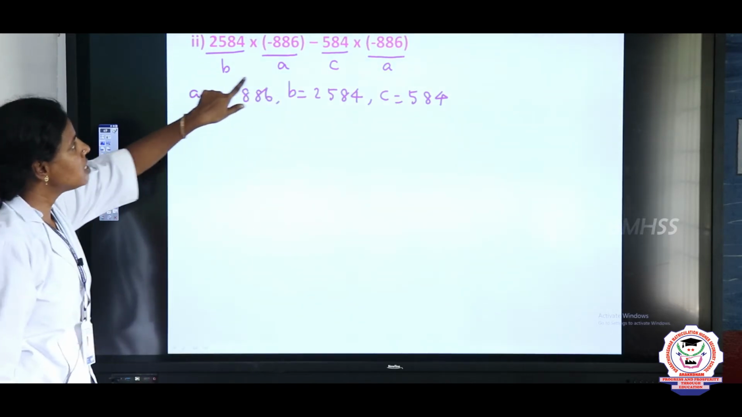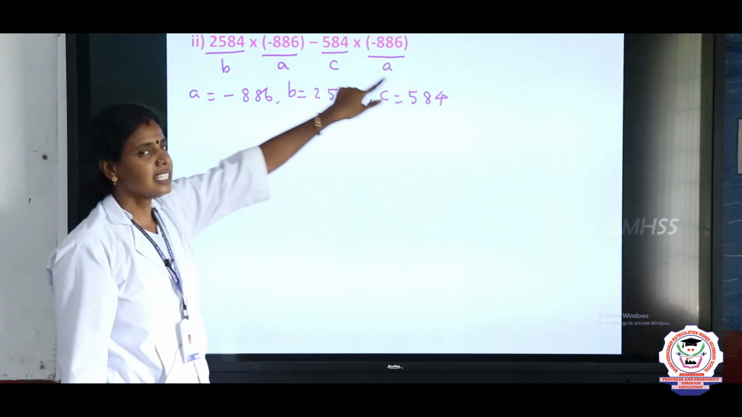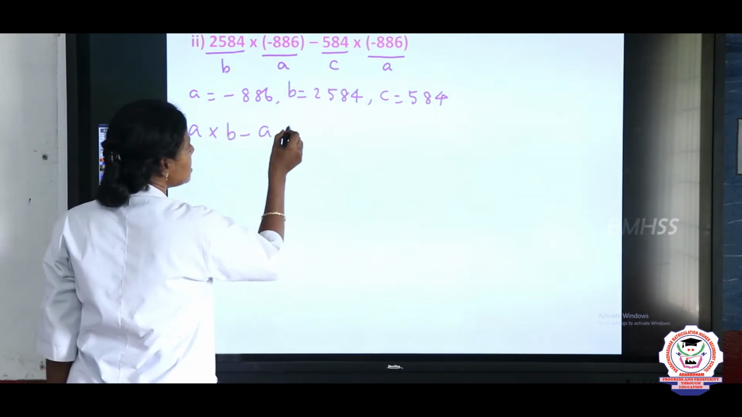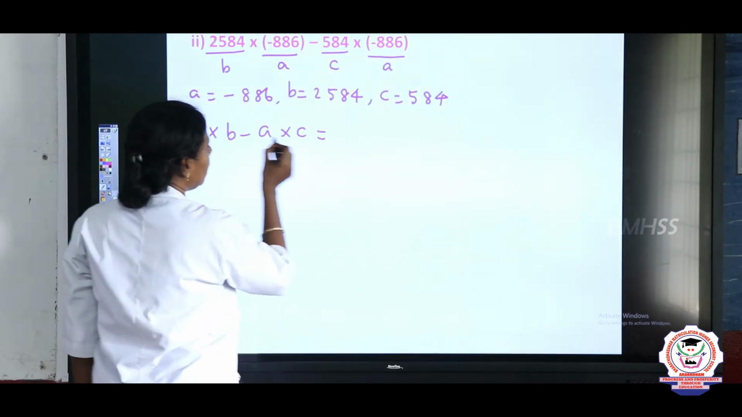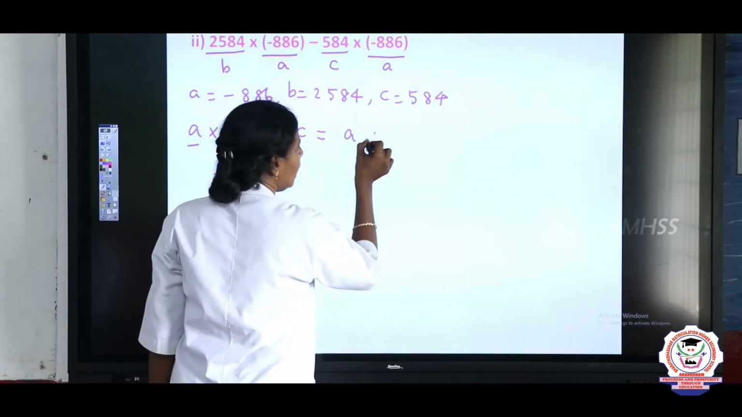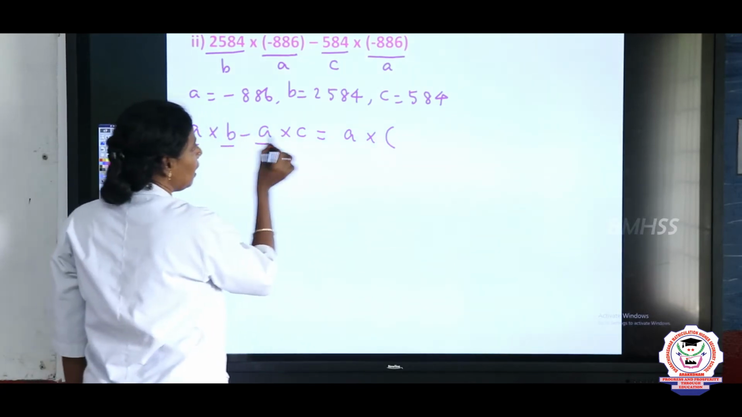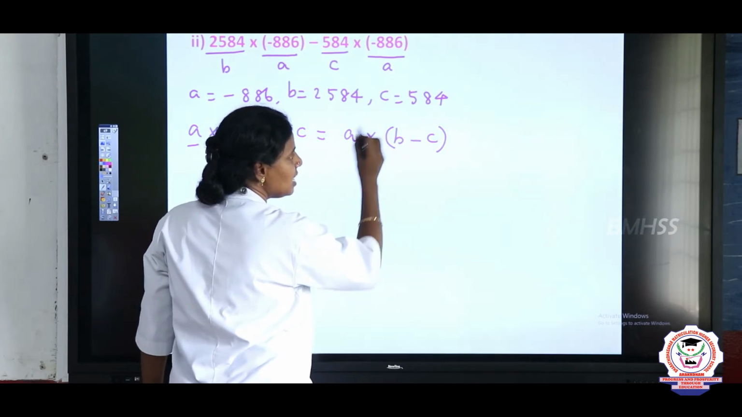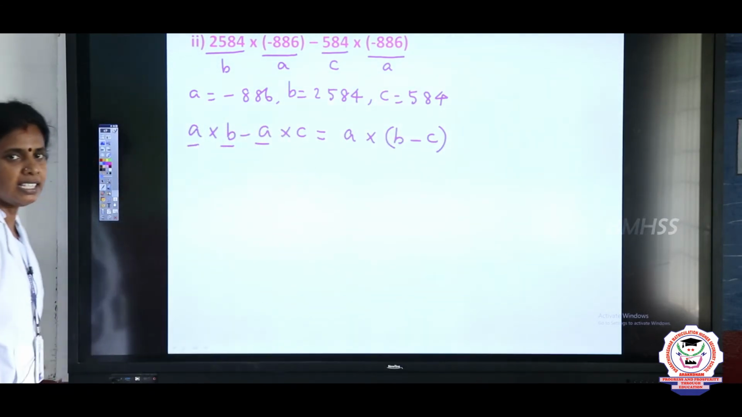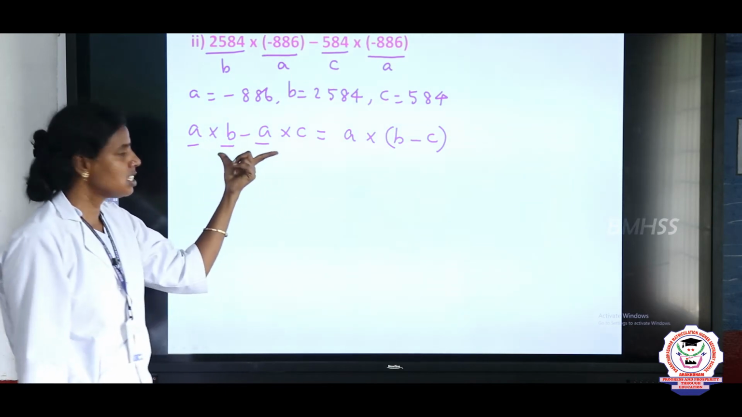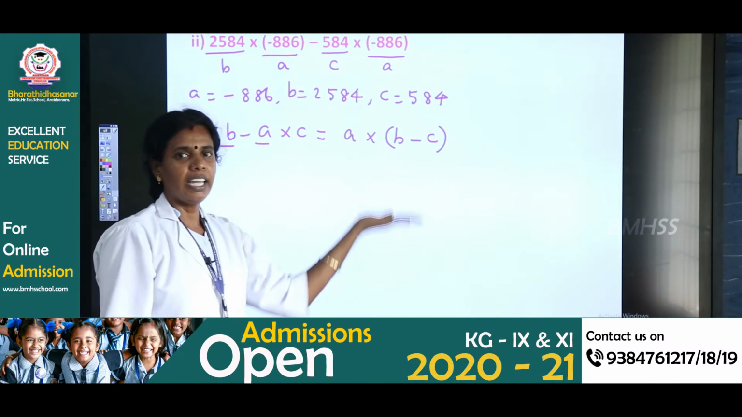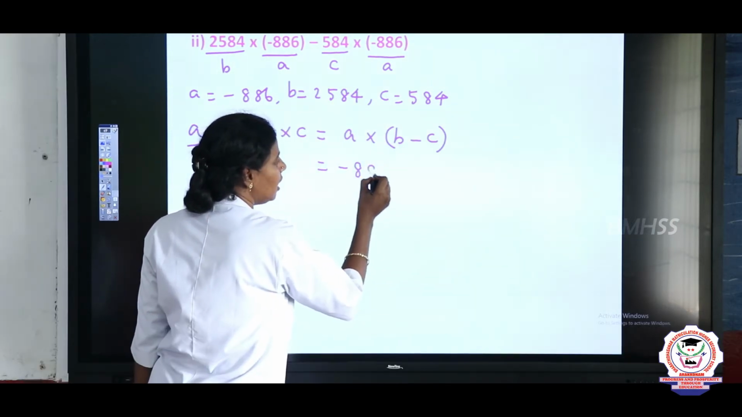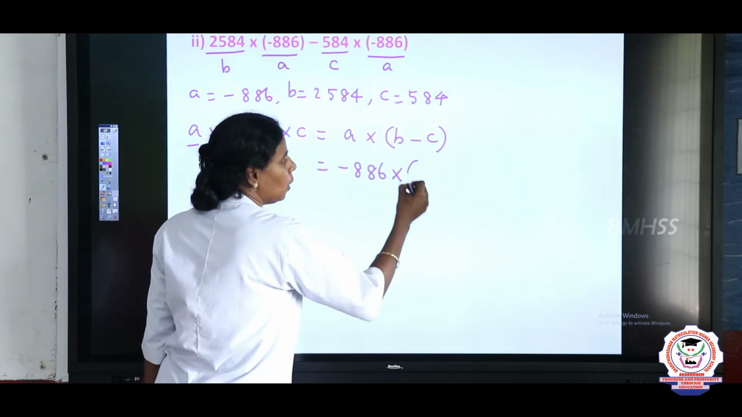Now, the property given here is A into B minus A into C. What is the property here? A is common. So, A into, the remaining is B minus, here the remaining is C. So, A into B minus A into C is A into B minus C. Now, the question is given in this left hand side form. We are going to find the answer using the right hand side. That is, A value is minus 886 into B minus C.